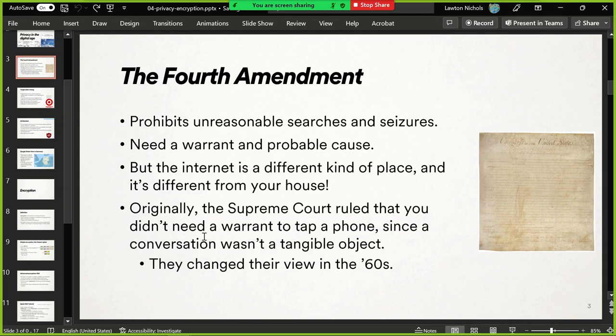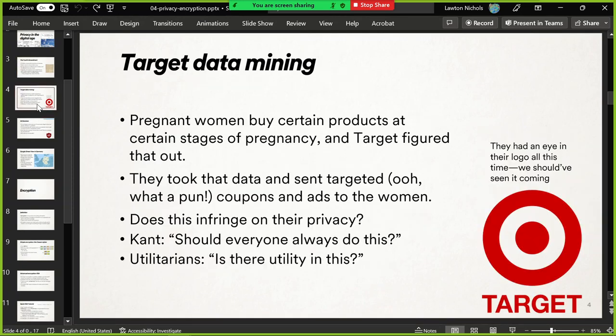So maybe this is good for us on the internet because the internet's essentially the same as me talking to somebody on the phone. Maybe. Okay? So that's the Fourth Amendment. That's what that gives us. And I guess maybe it applies a little bit to the internet, right?